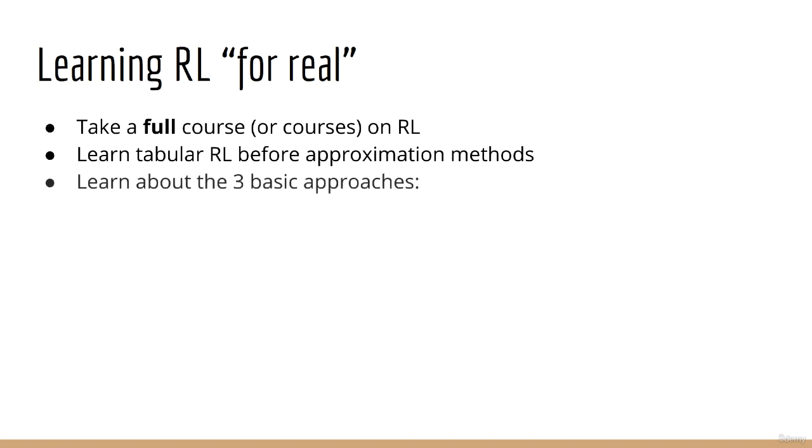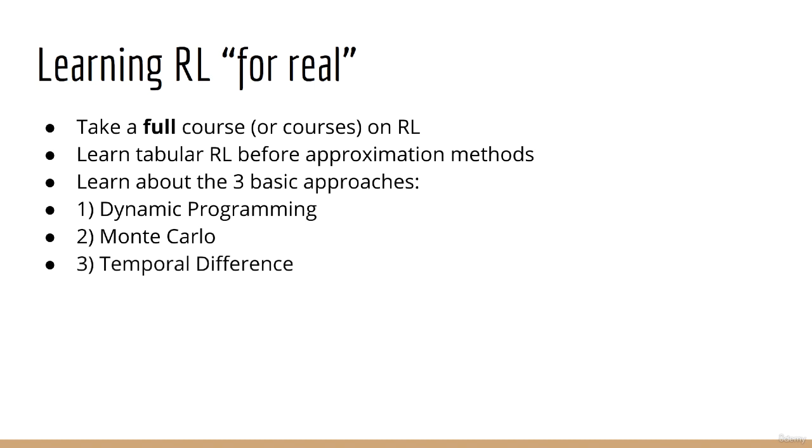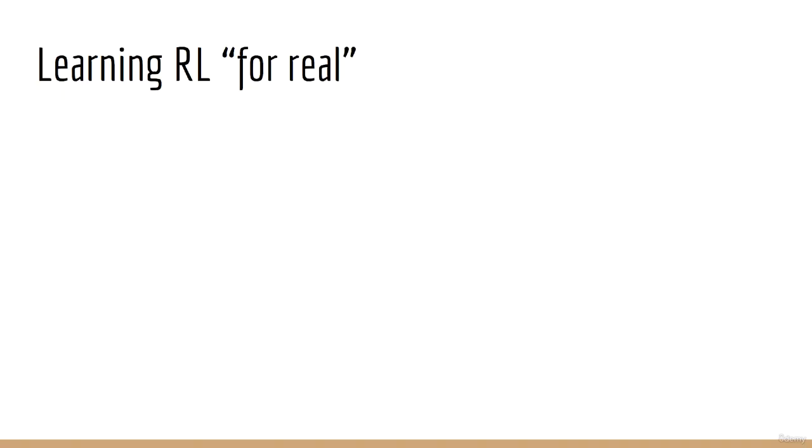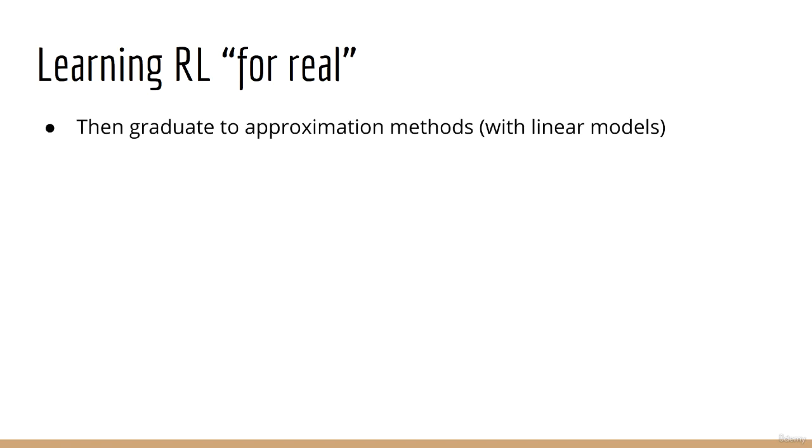You want to learn about the basic approaches to reinforcement learning, which can be categorized into number 1, dynamic programming methods, number 2, Monte Carlo methods, and number 3, temporal difference methods. And make sure to spend some time on implementation. After that, move on to approximation methods with linear models. Once you've done that, and you've implemented reinforcement learning algorithms with linear models, move on to using deep learning for function approximation. At this point, you should be very comfortable with the concepts, but implementation is still another matter entirely.